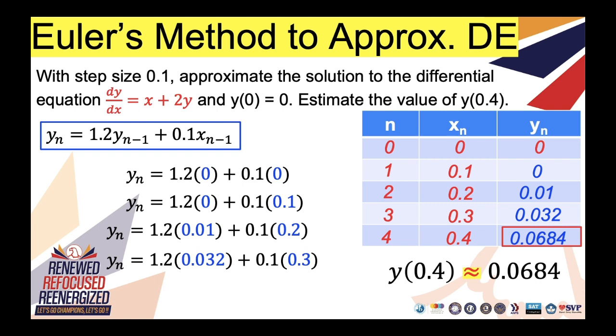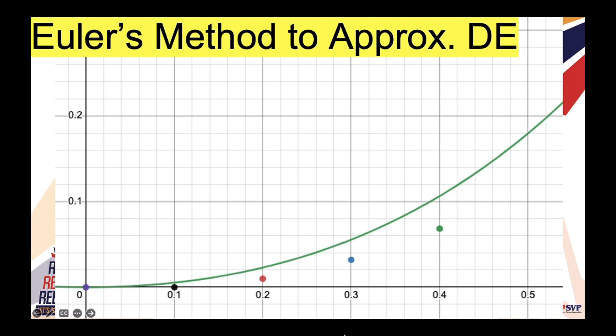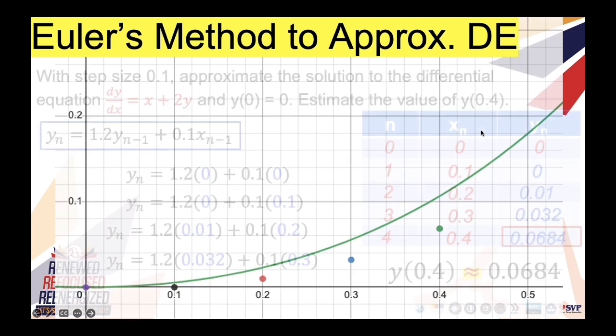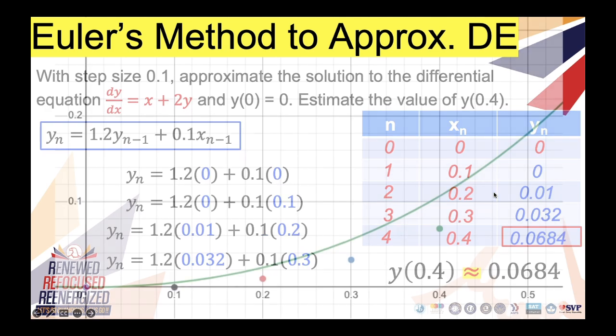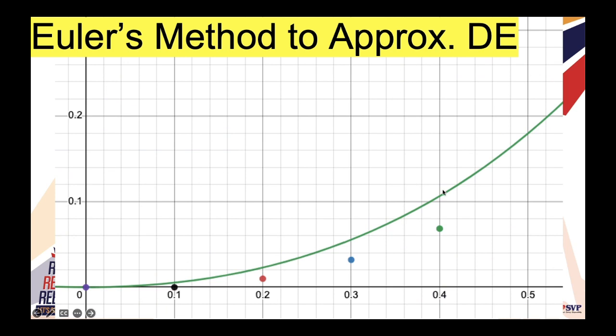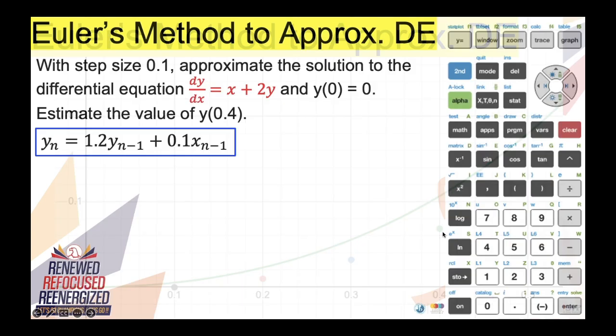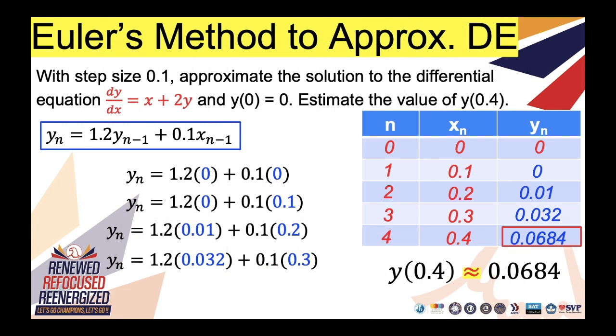And if you try to look at this one, this is the graph that we had a while ago. Now, if we graph these values here, we could see that they're actually not exactly on the curve, but they are close to the curve. That is the reason why we're only approximating it. So if the question is simply approximate, you don't have to give the exact value, you can just give the approximated value, which in this case is equal to 0.0684.